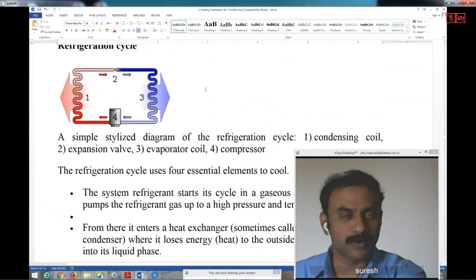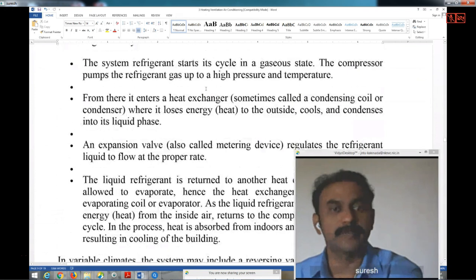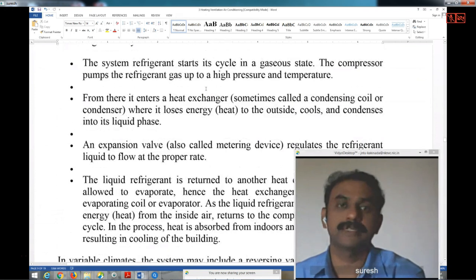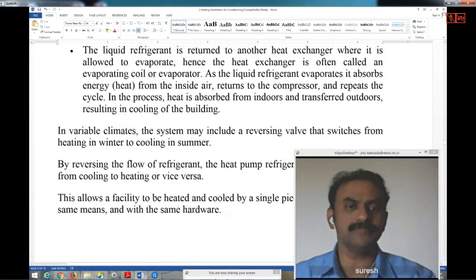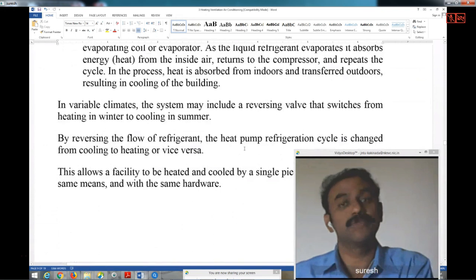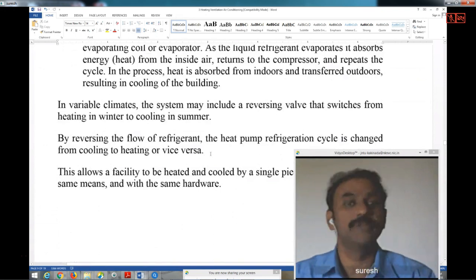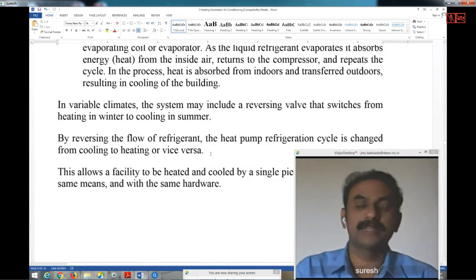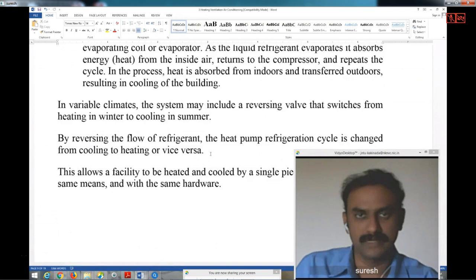In this system, the refrigerant starts the cycle in the gaseous state. The compressor pumps the refrigerant gas up to high pressure and temperature. So this is the thing we have just discussed. Then in variable climate conditions, the system may include a reversing valve that switches from heating in winter to cooling in summer. So the reversing valve is placed just as we discussed, for hot to cool.